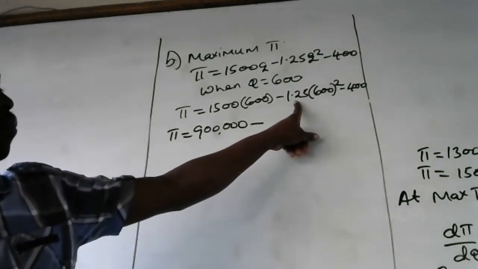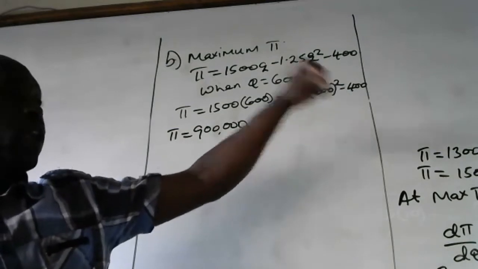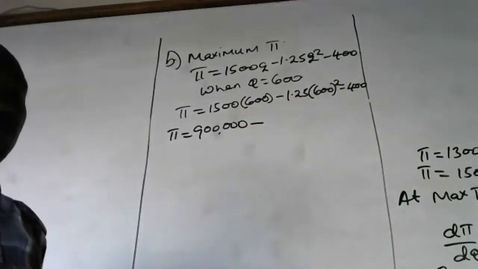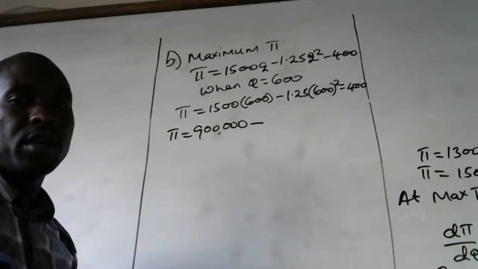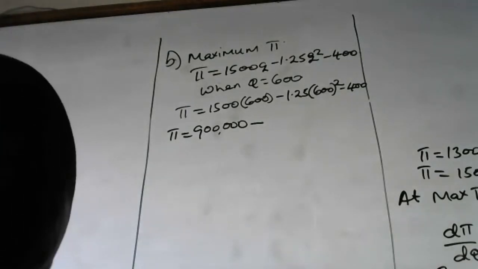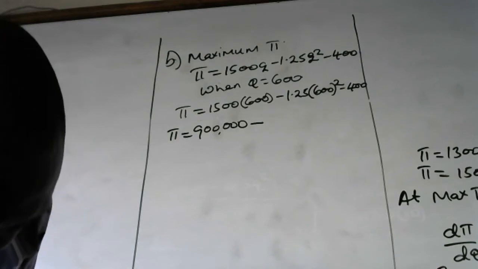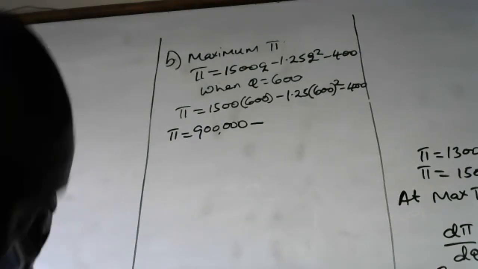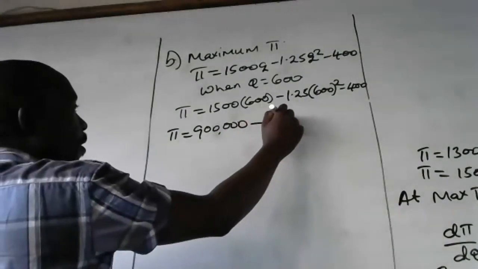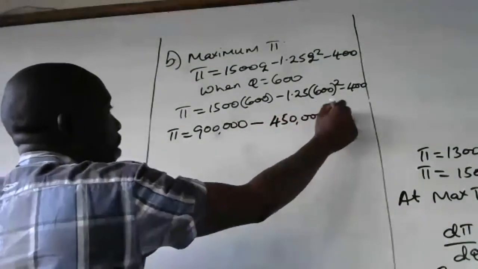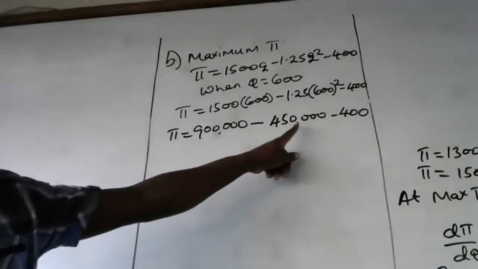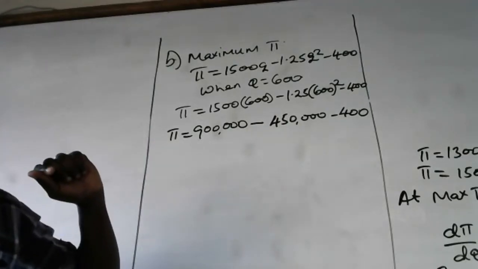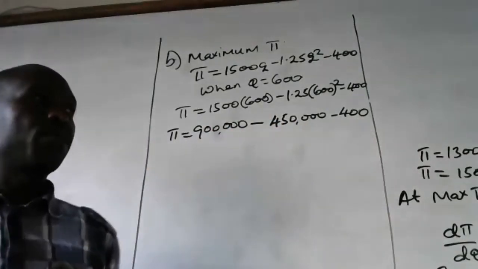360,000 is multiplied by 1.25. The answer you get when you multiply 600 squared by 1.25 is 450,000. Minus 400. Then now you can work out this 900,000 minus 450,000. That is the same as 450,000. Then 450,000 minus 400.